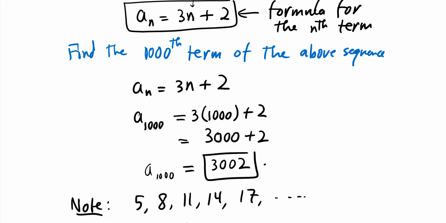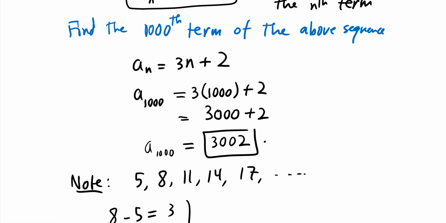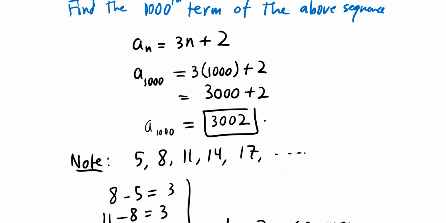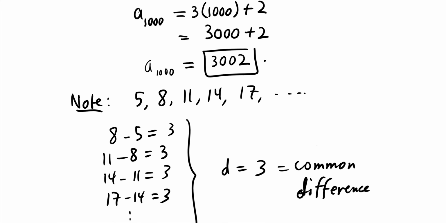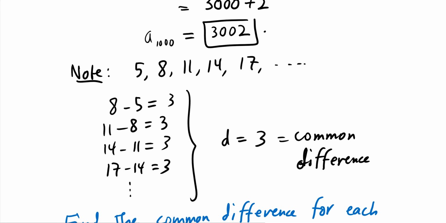So note, this is the sequence. In this sequence, if you take any of the numbers, say 8 minus the previous, or 11 minus 8, 14 minus 11, 17 minus 14, all of these will always give us the same number, which is 3. It is called the common difference. It's common because it's common among all the terms, and difference because of the subtraction. So that's how, in general, we find that number.